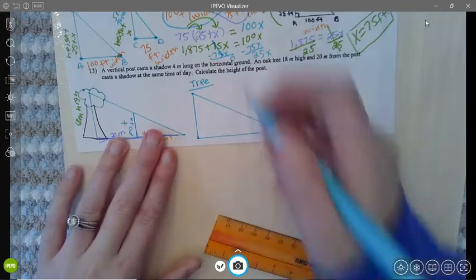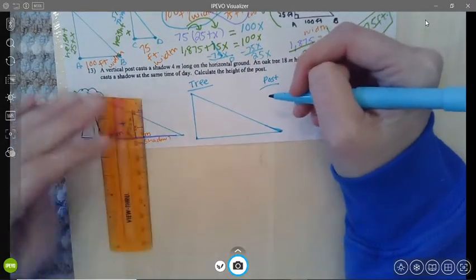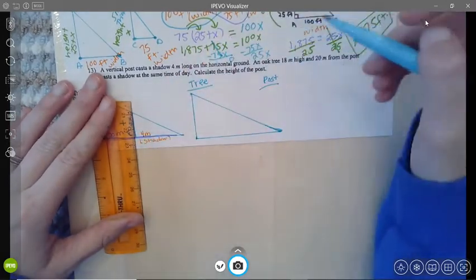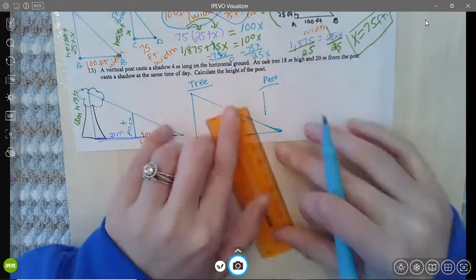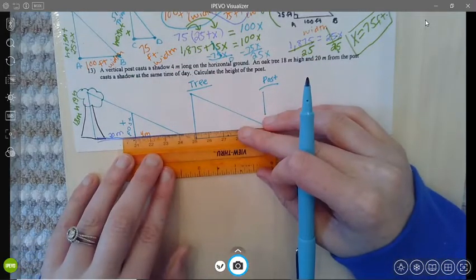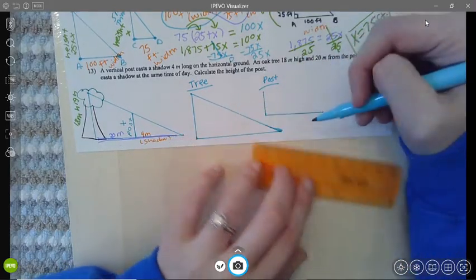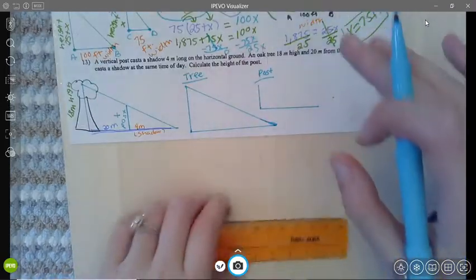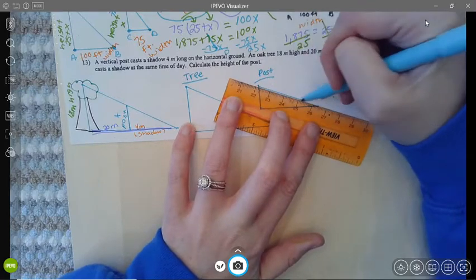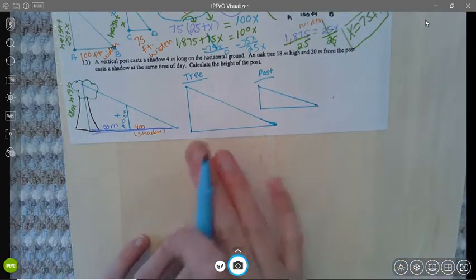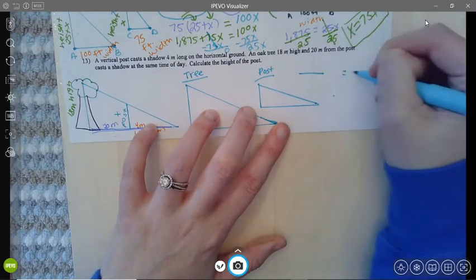Okay, and then we have the post triangle. So this will be the post. Okay, what's my post triangle? Sorry guys, I should have done this in advance, but that's okay. You can just do it with me. And I definitely drew that one too long, but oh well, it doesn't really matter. I didn't write draw to scale, so it doesn't matter. So we have our tree triangle and our post triangle. And then once we set up our proportion, we can solve.